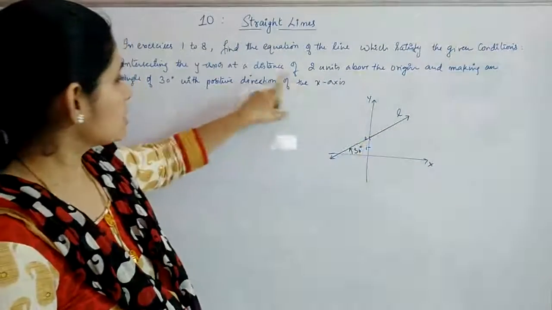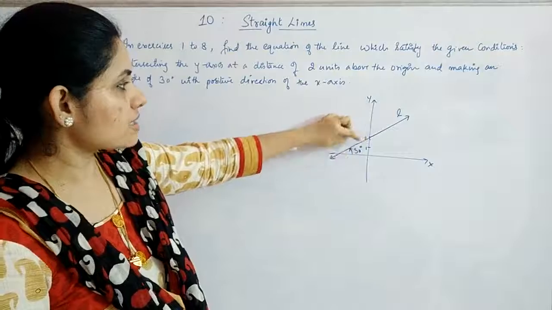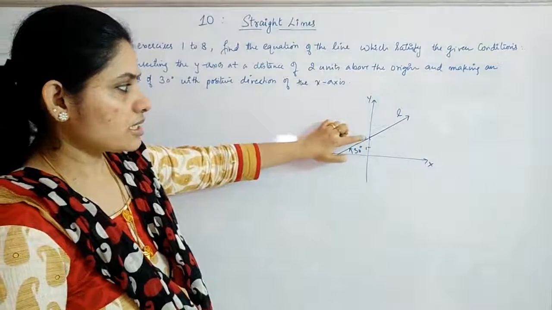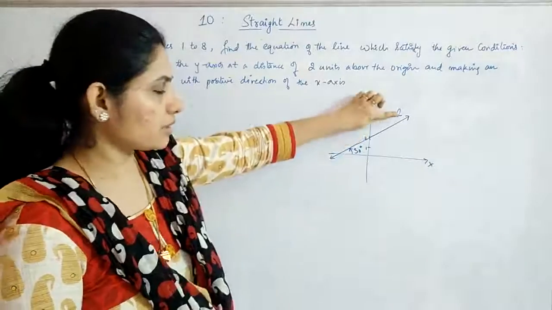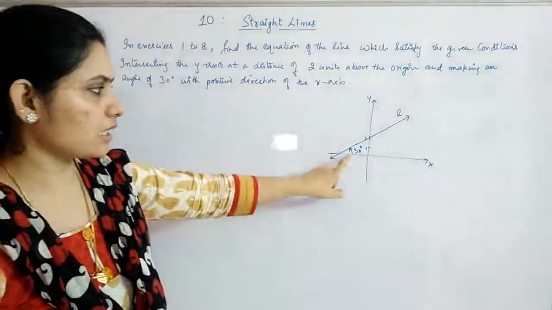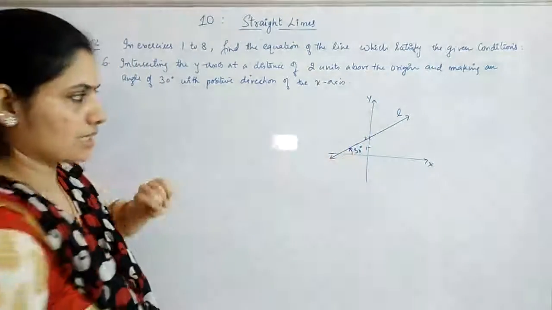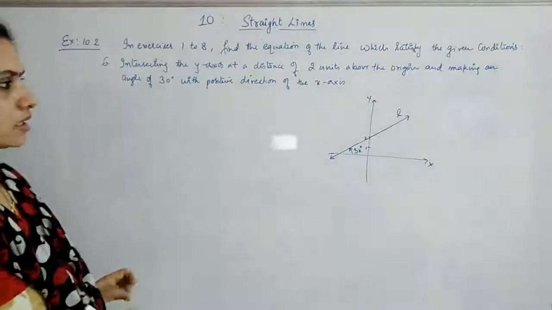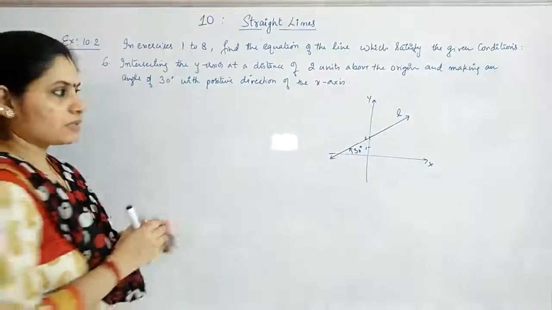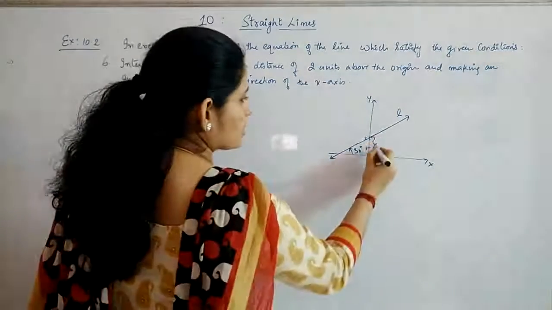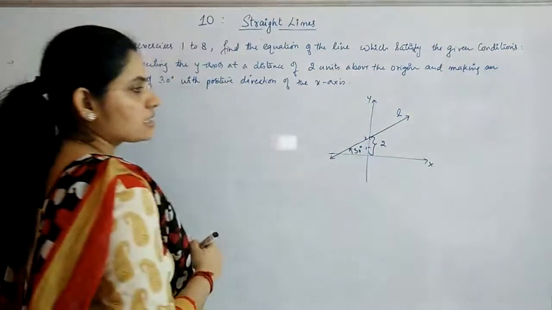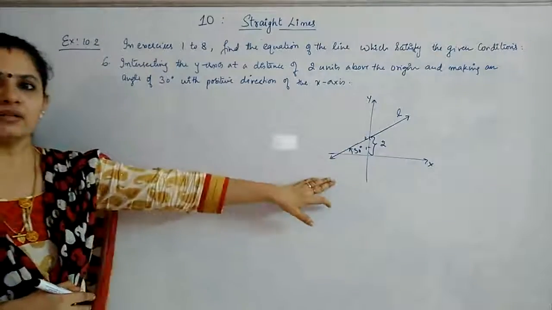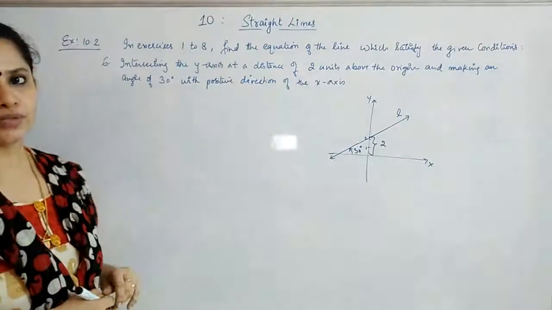That means it is intersecting the y-axis 2 units above the origin. That means this is the point 0, 2. From here the line is passing and it is making an angle of 30 degree with the positive x-axis. That means like this, anti-clockwise. Okay. So what all you have here? You have your y-intercept, because this length will give you your y-intercept, which is 2, and you have the angle of inclination. So that tan of that angle will give you the slope of the required line.